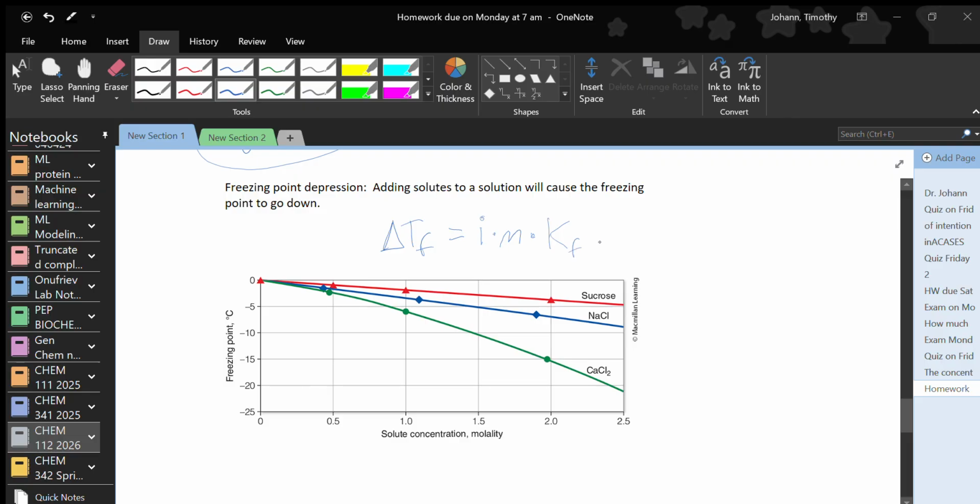So this is going to be freezing, and so this is constant that is different for each solvent. This here is our molality. This is our Van Hoff factor. And this is our freezing point depression.